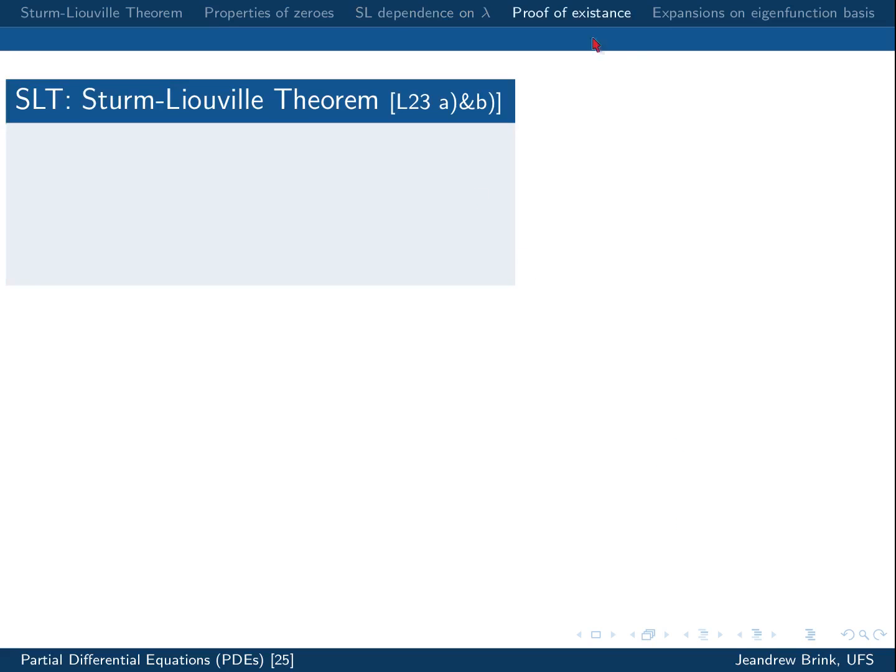So now let's look at the Sturm Liouville theorem. If you remember in lecture 23 when I introduced it, I had the two initial conditions of the Sturm Liouville theorem when I summarized the main results, and what we're going to do is basically prove those two things on the slide.